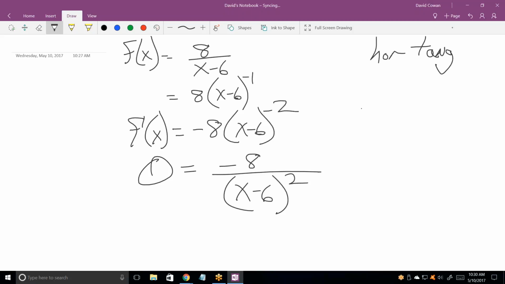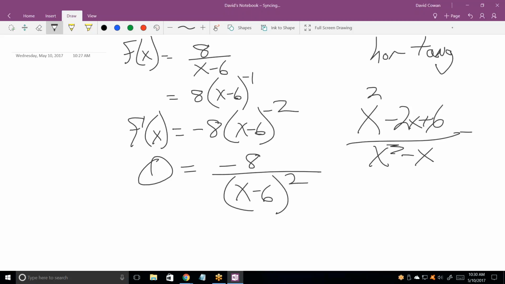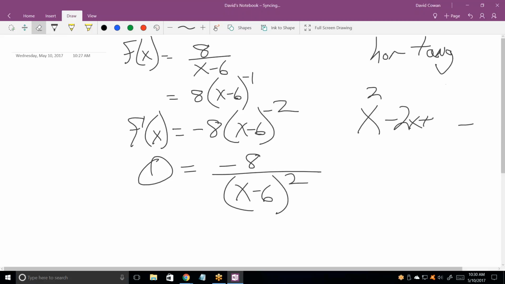In other words, if I had something complicated like this, all over something like this, and I said that was equal to 0, all I'm going to do is set this equal to 0, because that's the only way that quotient can be equal to 0, if its numerator is equal to 0. So that proves that there is no place that has a horizontal tangent line.